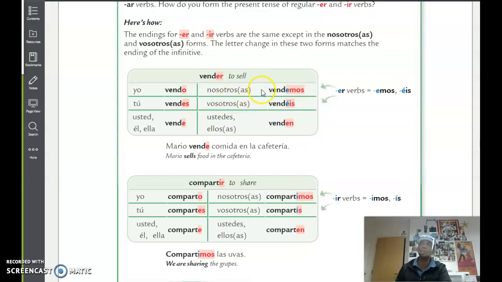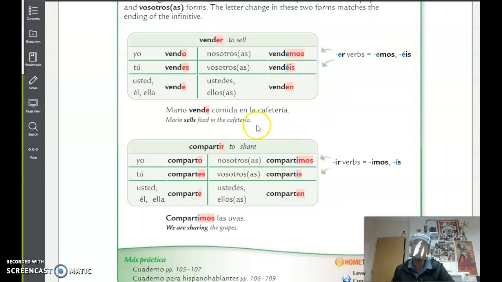For nosotros, the ending is emos. It will be vendemos. We sell. For vosotros it is éis: vendéis. Ustedes, ellos and ellas share the same ending as well, and here is an E with an N at the end: venden. Okay? So how are they different from AR verbs? Well, AR verbs have an A in the ending. ER and IR verbs have an E. Now, this is for ER verbs like vender, comer, beber.